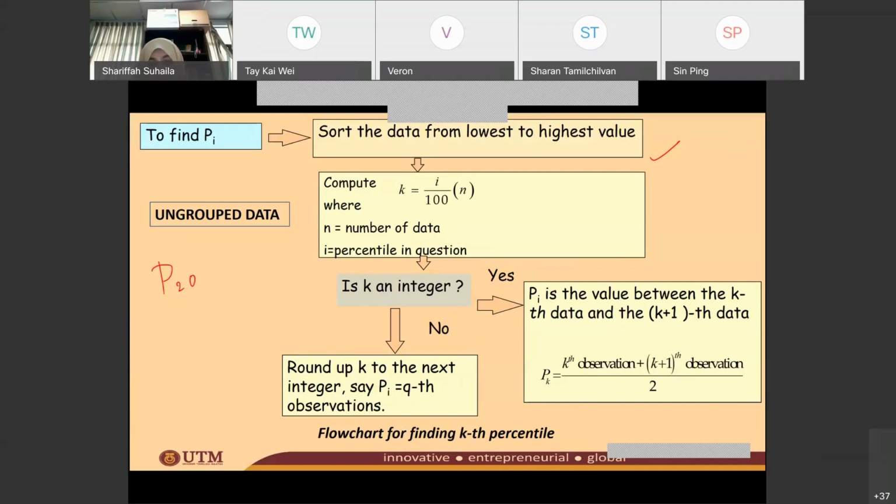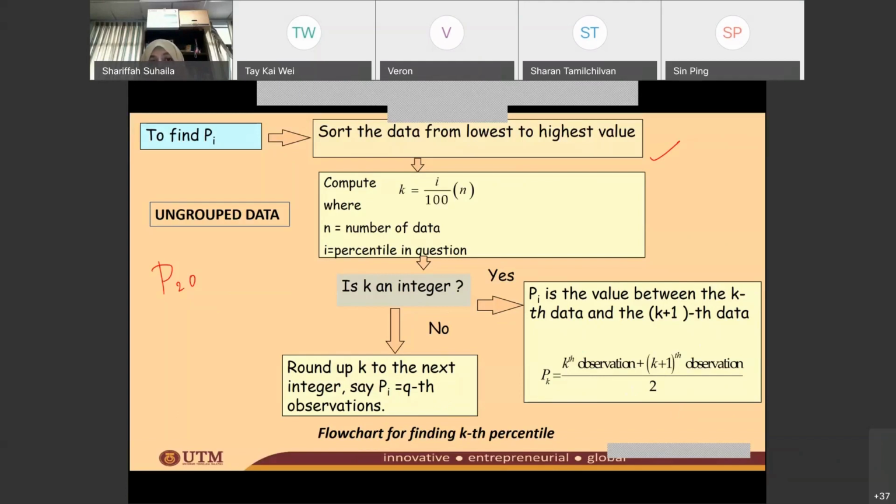So again, if you have an integer, we take the average: the kth observation plus the k plus 1 observation divided by 2. If not, just round up to the next value, and Pi is the kth observation. So this is the flow chart for finding the kth percentile, designed for ungrouped data. You just follow this.